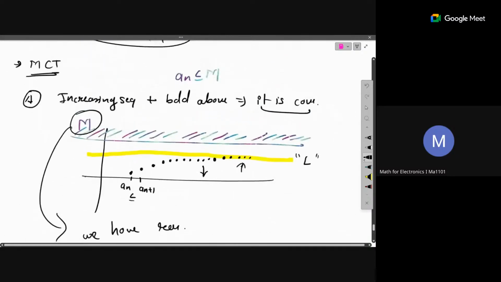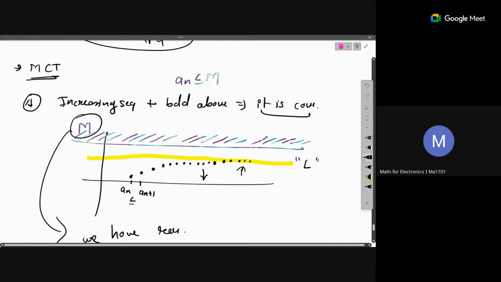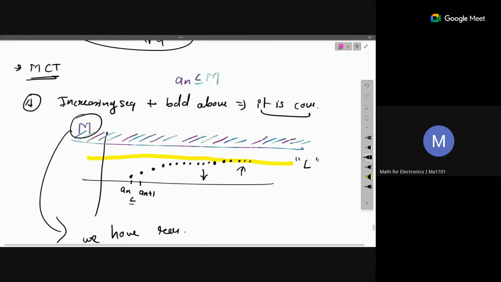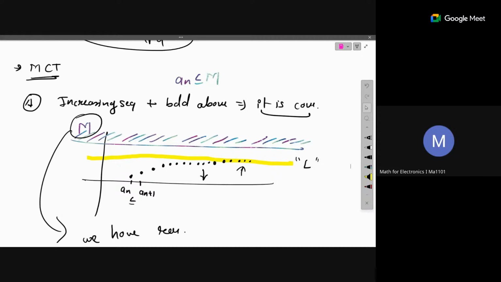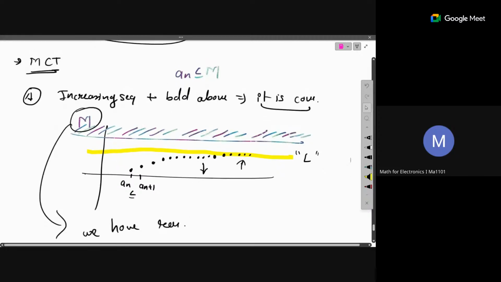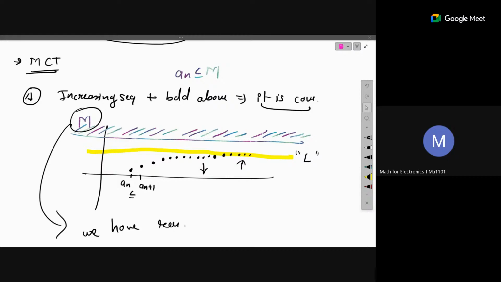How to find one example for MCT. Increasing and bounded above. Okay, see. Anything else you have? Because I actually don't have any examples for this one. Any doubt in this particular example?